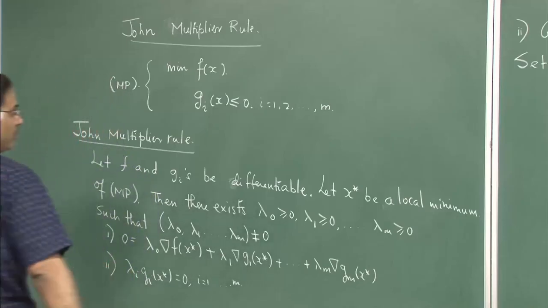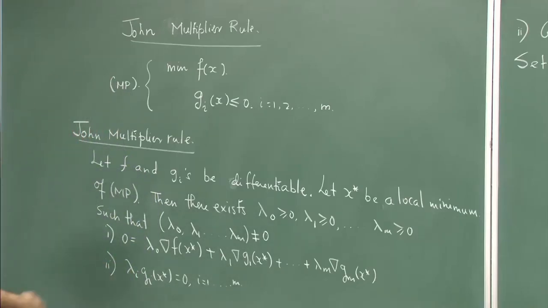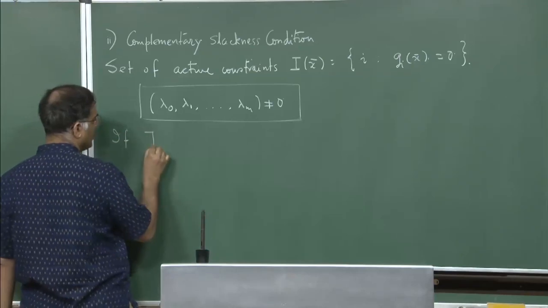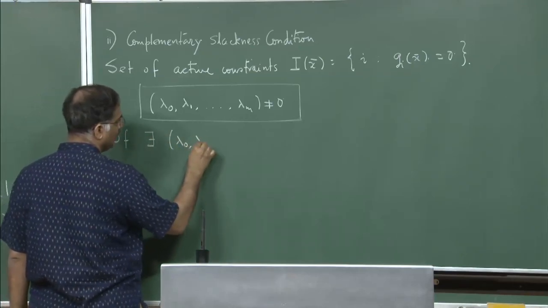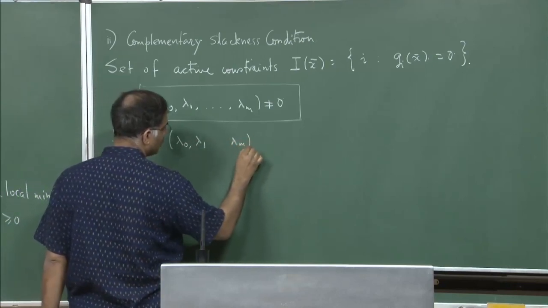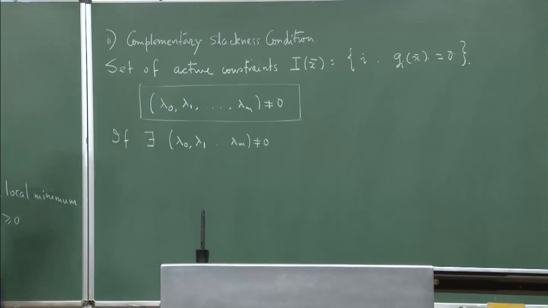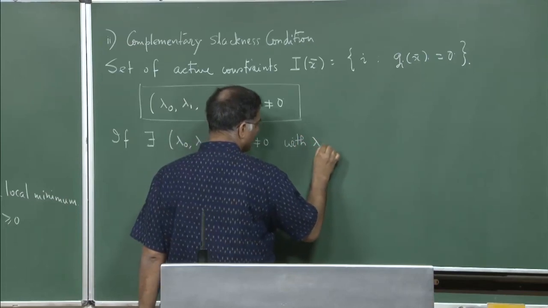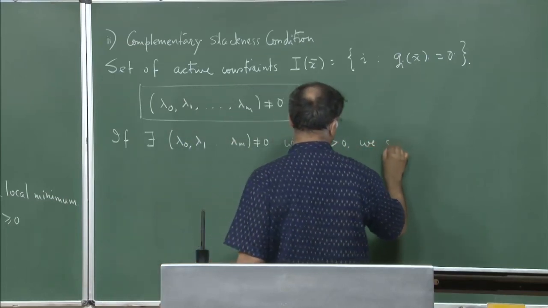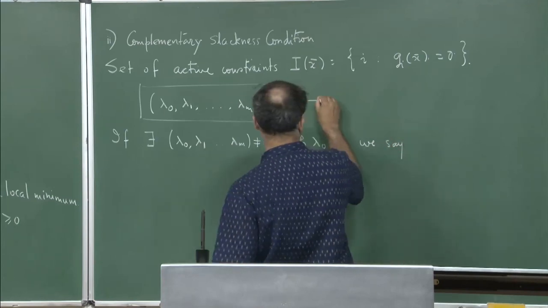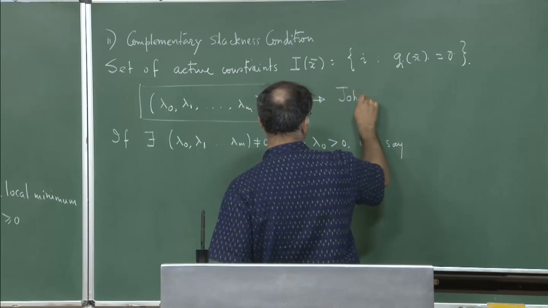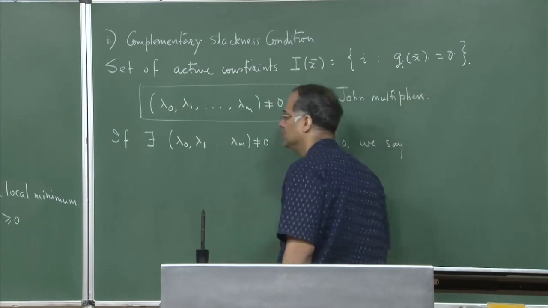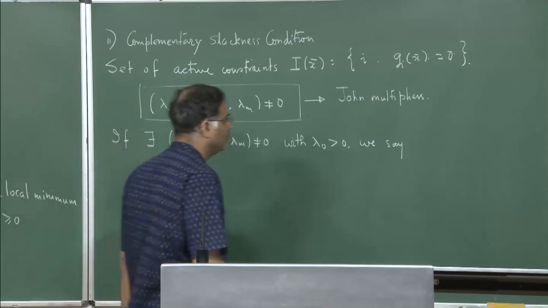From the modern terminology, from the modern way of talking about things, if there exists lambda naught, lambda 1, ..., lambda m not equal to 0, with lambda naught greater than 0, we say that this thing is called the Lagrange multiplier, or we in this case are calling it John multipliers. So we say that the John multiplier is normal.